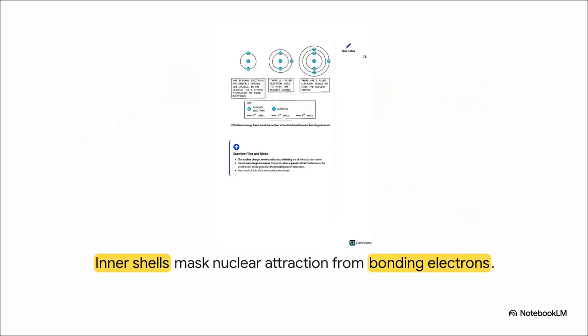Think of atomic shielding kind of like trying to see a concert stage while standing behind several rows of very, very tall people. The nucleus is the stage, the bonding electrons are you trying to watch the show, and the inner electron shells are the tall people totally blocking your view. The more shells an atom has, the more they mask or shield that positive nuclear charge. And the result? A much weaker pull on those outer bonding electrons.